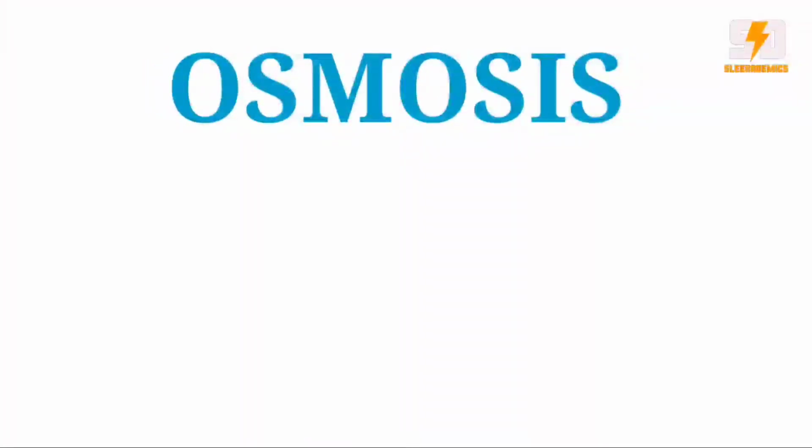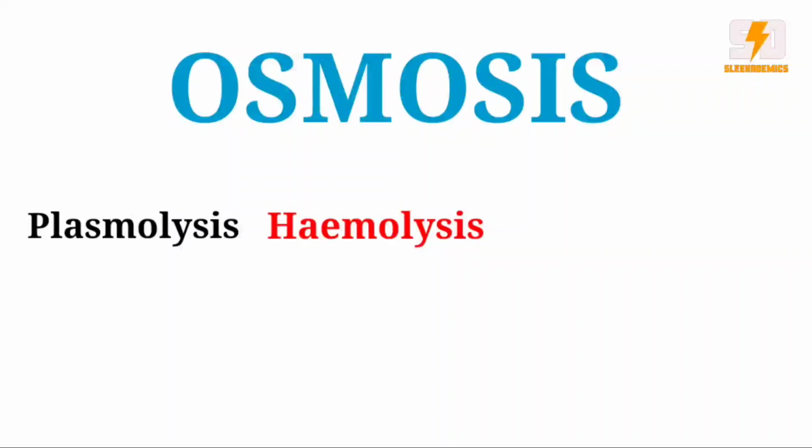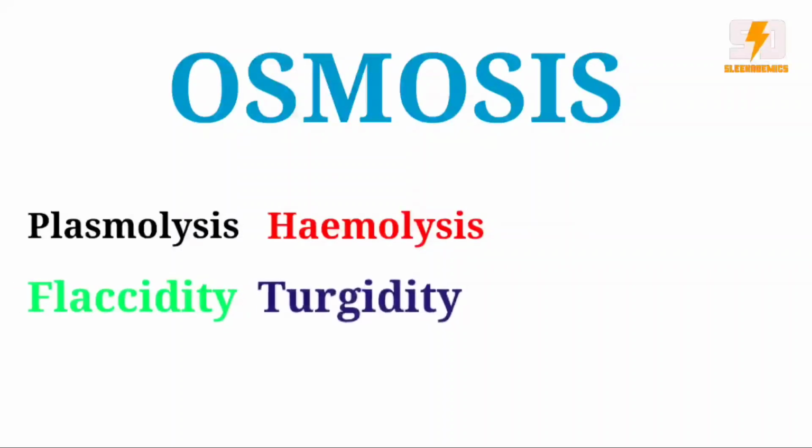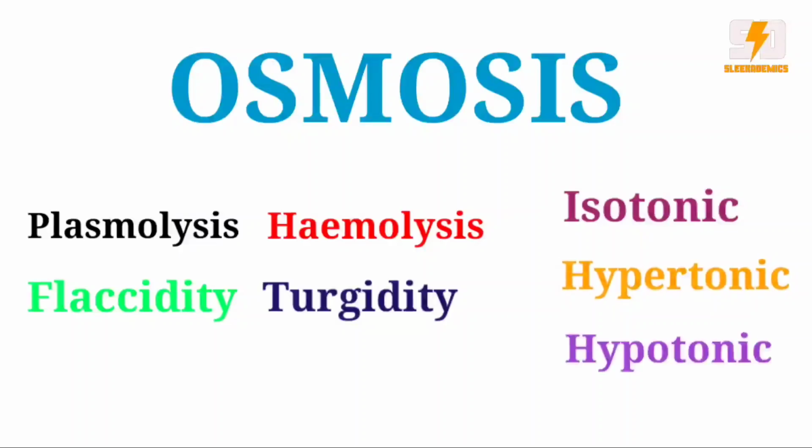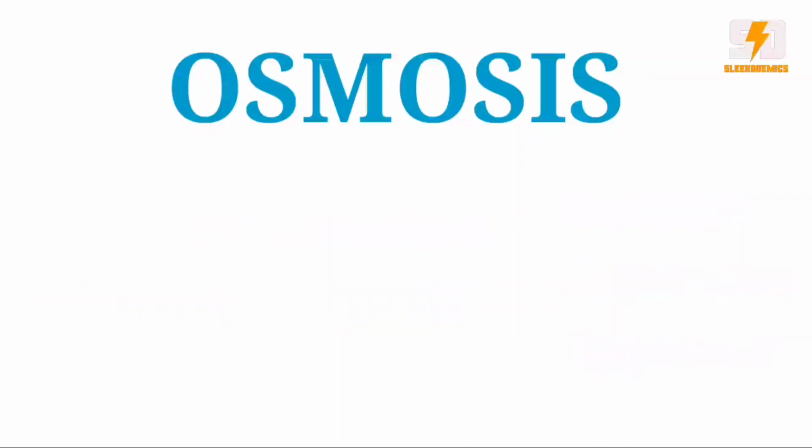In the course of the studies of these phenomena earlier mentioned, most especially osmosis, you shall be coming across so many words such as plasmolysis, haemolysis, flaccidity, turgidity, isotonic, hypertonic, and hypotonic. But first, let us explain what hypotonic, isotonic, and hypertonic mean.